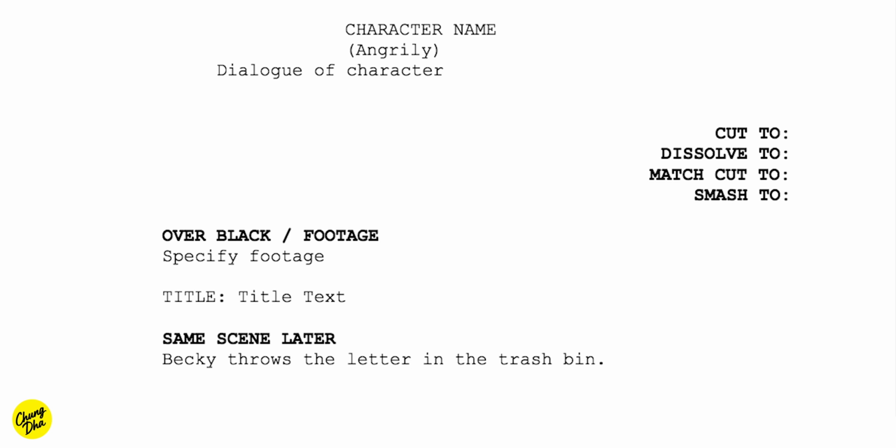Another thing you won't often see in scripts are the title cards. These are written on the left side at the 0.5 tab stop. We indicate them with either over black, over a color, or over footage, and under it we specify which footage. Then under that, you write the title that you need. These are often used for showing the title of the movie or indicating a change of time or change of location, and if you want to script the opening with credits or also the end credits.